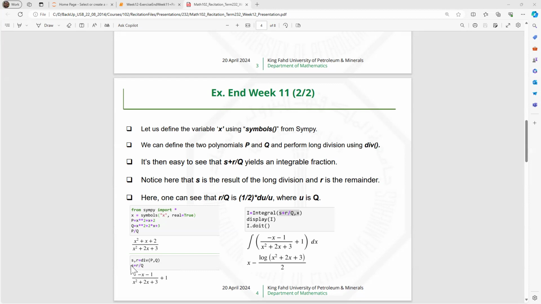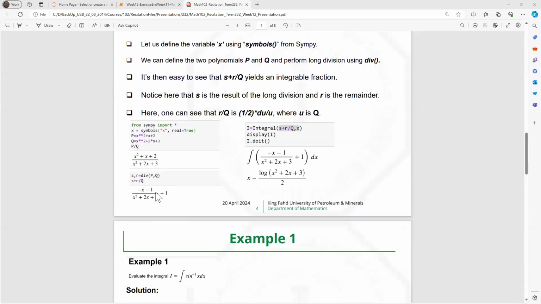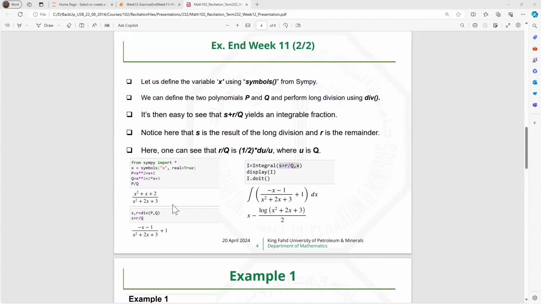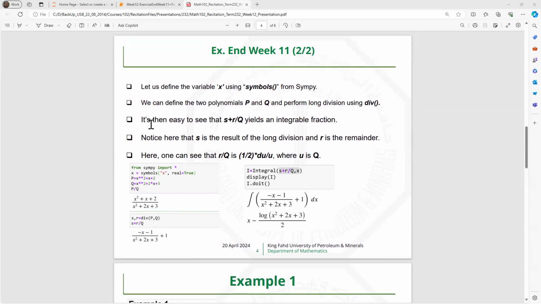What is s? s is the constant you get out of the fraction, and r is the remainder, divided by the denominator. So this is what we get here, which means that s is 1 and r is minus x minus 1. And you can observe already that q remained as it is, x squared plus 2x plus 3. So we have to learn this new command. That's what we are writing here.